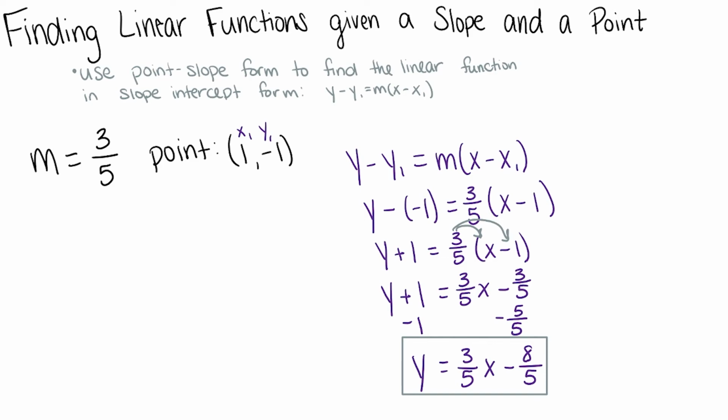And whenever we are adding or subtracting fractions, we want to work with common denominators. So in this case, our common denominator is 5, and 1 is equal to 5/5. So negative 3/5 minus 5/5 is going to give us negative 8/5. And our linear function then is y equals 3/5 x minus 8/5.